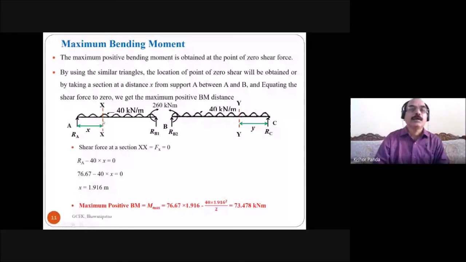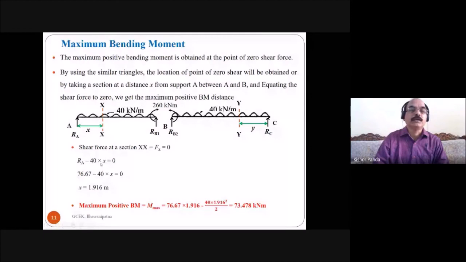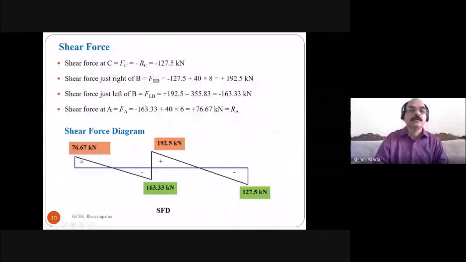First you take the shear force here. How many forces are here, just left side of this one? This is the upward reaction and this is the downward force. So what is the shear force here? This is Ra, and due to this downward load, Ra minus 40 into x is equal to 0. So 76.67 minus 40 into x is equal to 0, so x is equal to 1.916 meter. So this x distance is 1.916 meter.